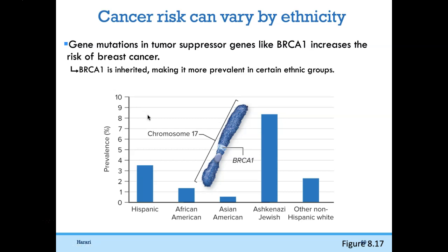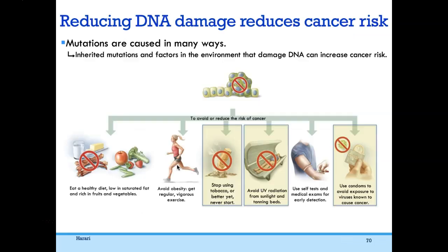Specifically, very high prevalence in Ashkenazi Jewish populations, and way more so in Hispanic populations than others. So this is an example of how cancer risk can vary by ethnicity, and how different ethnic groups are more at risk for different types of cancer.